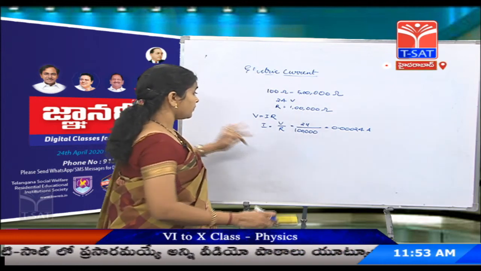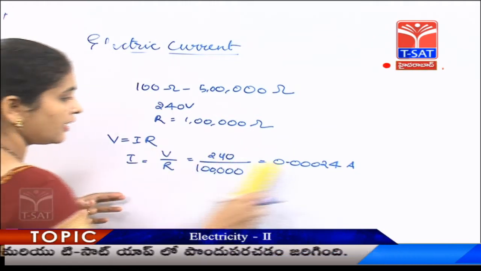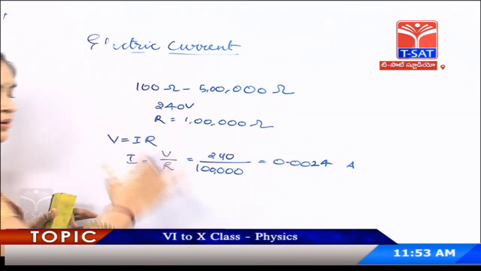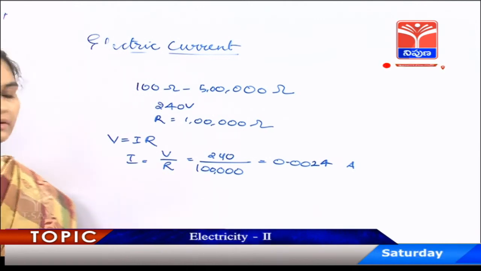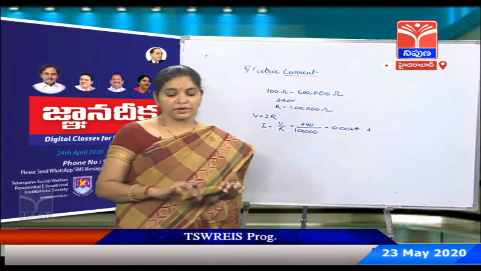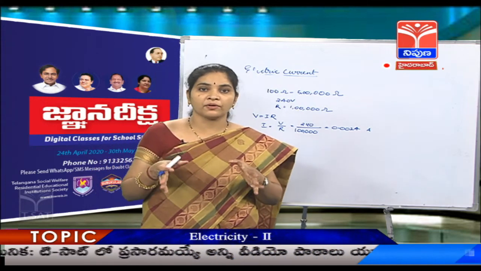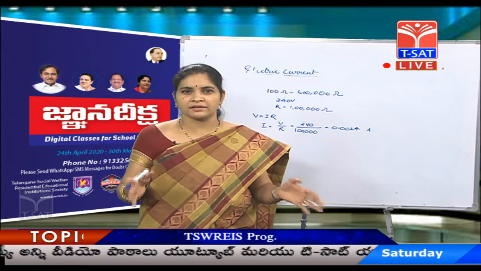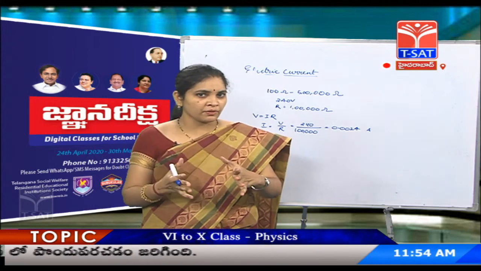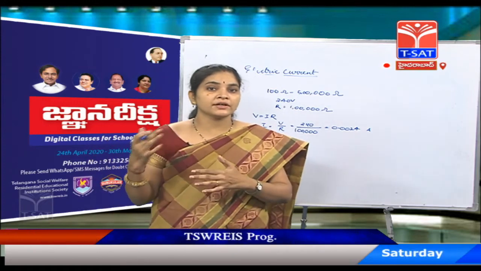Suppose a person touches a 240 volt live wire, then the amount of current passing through his body is equal to 0.0024 amperes, and this current is quite harmful. It will affect the human body. It will start disturbing the functions of internal organs in the body, and this disturbance we call electric shock. If current continues flowing through the body, resistance keeps on changing and it starts damaging the tissues.